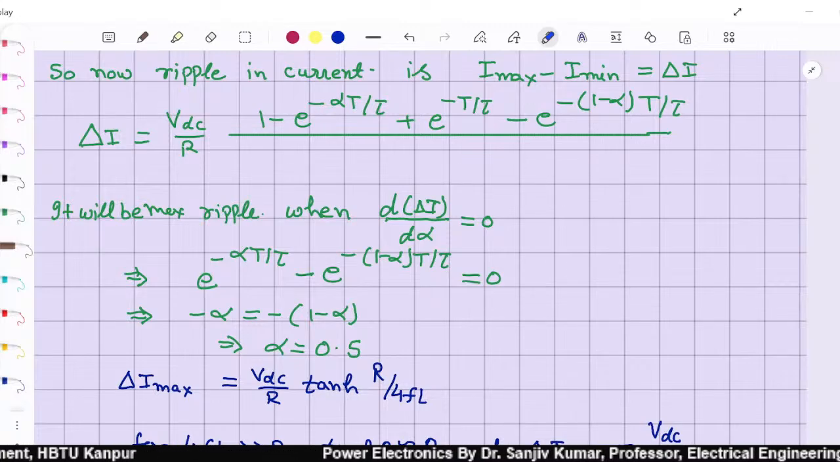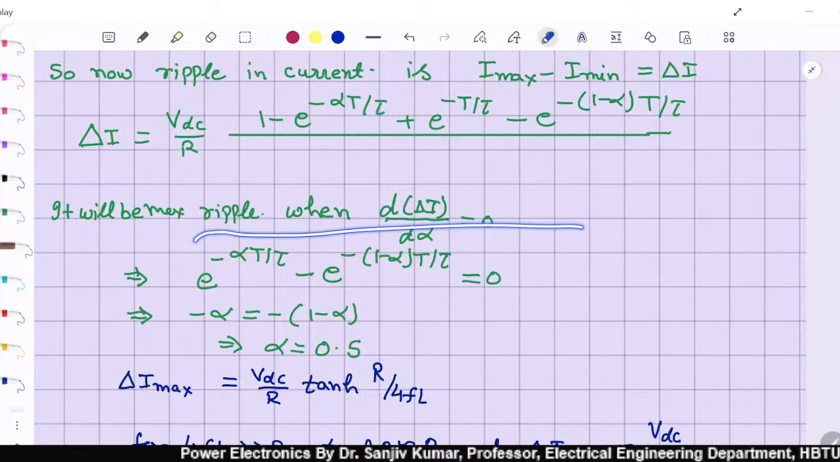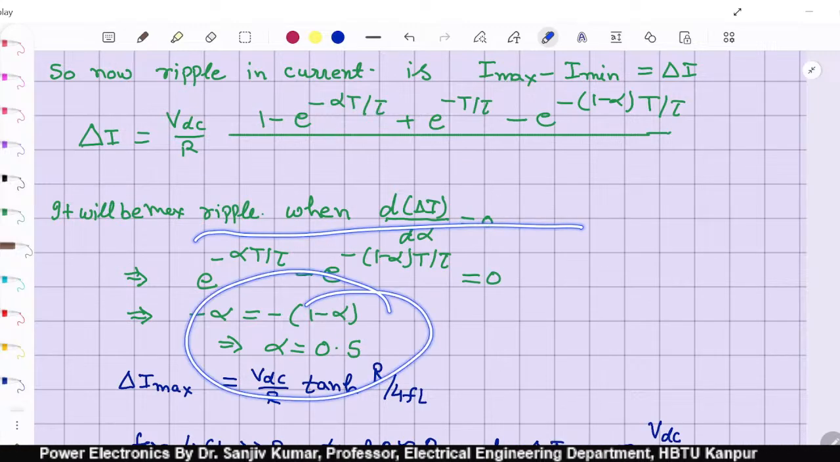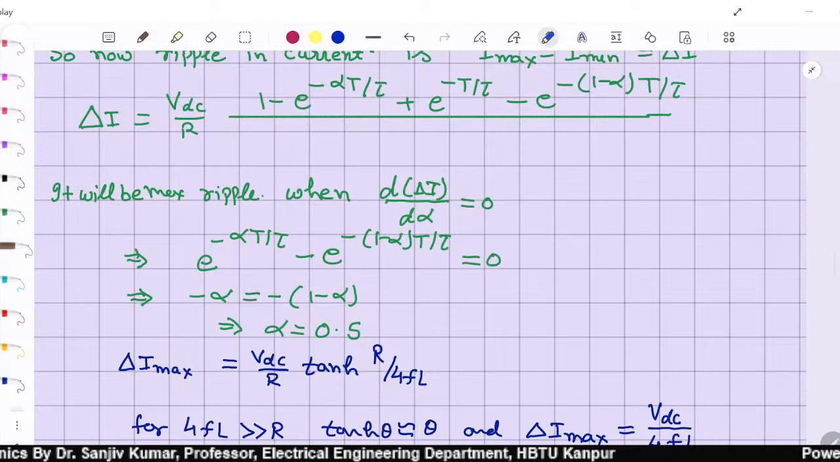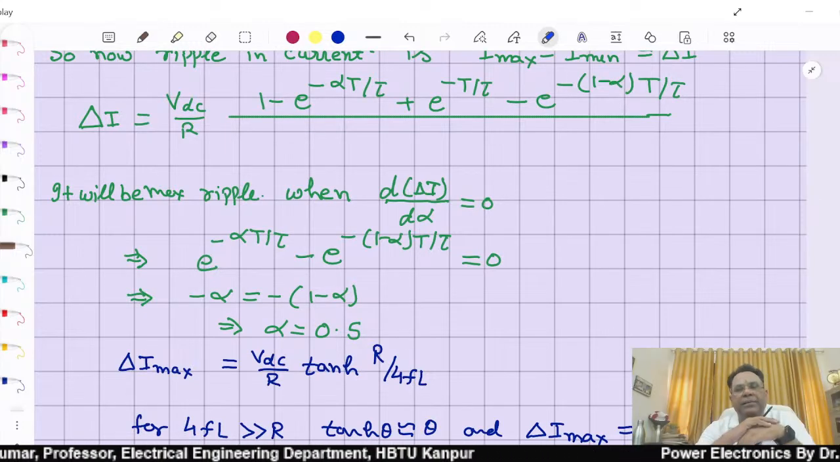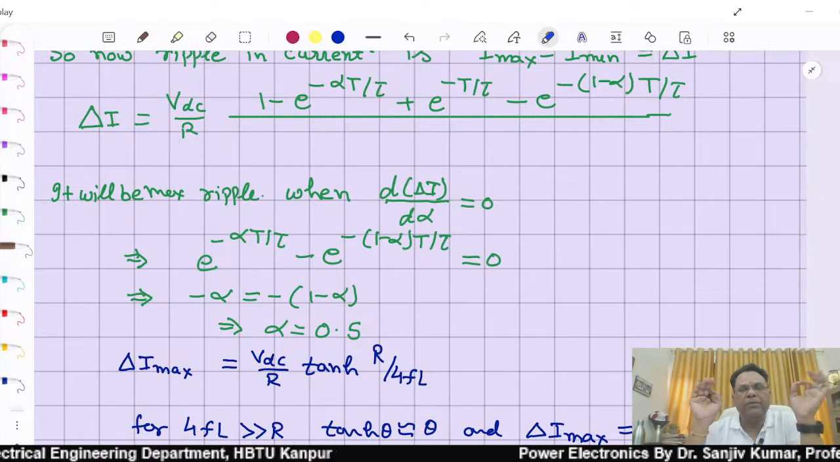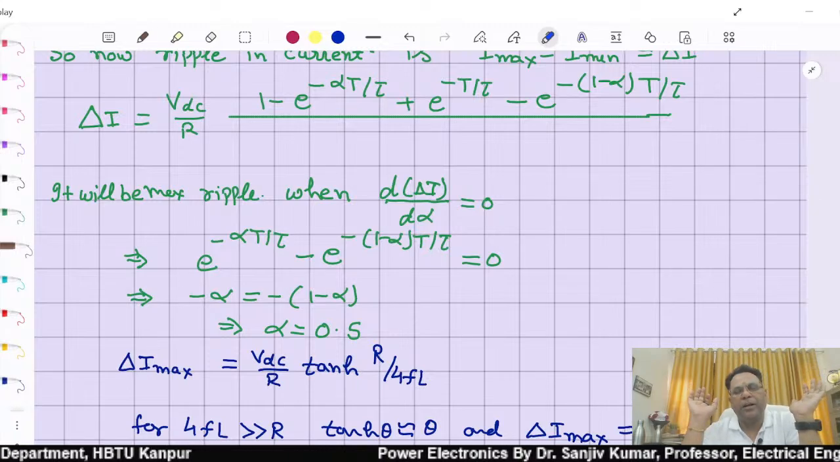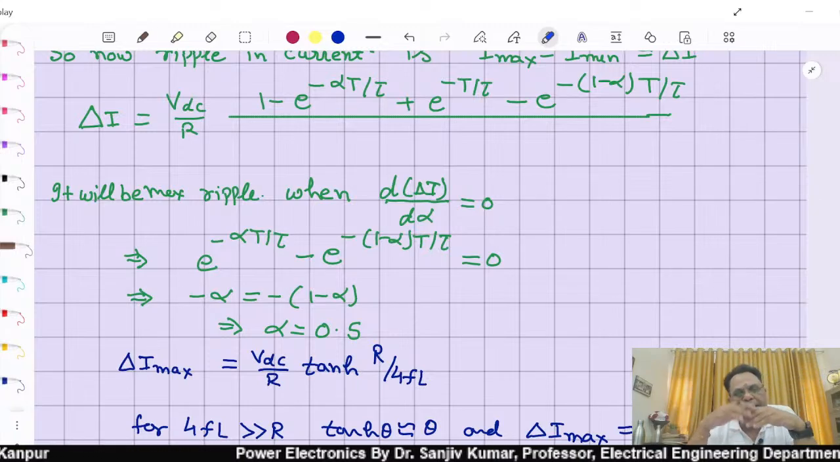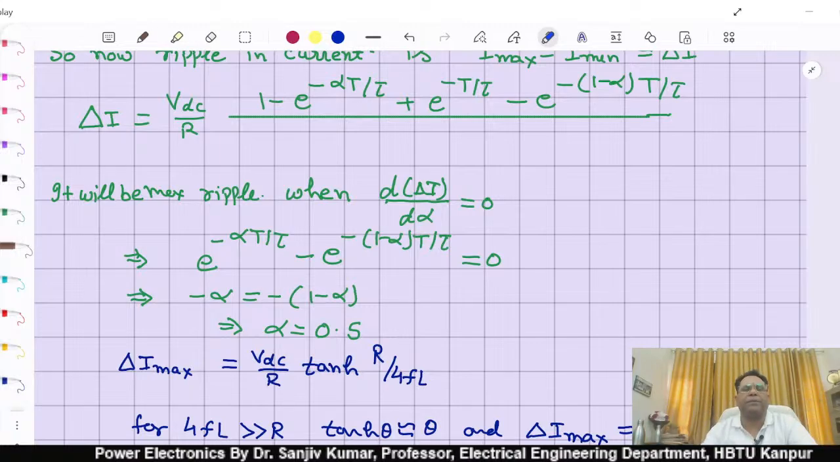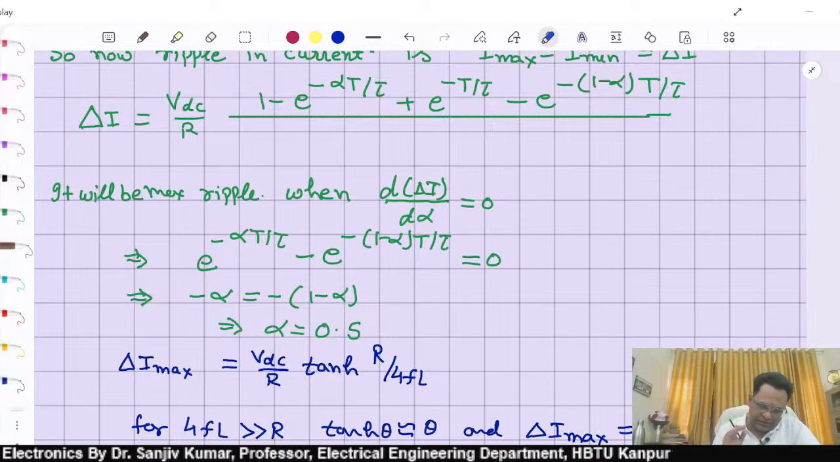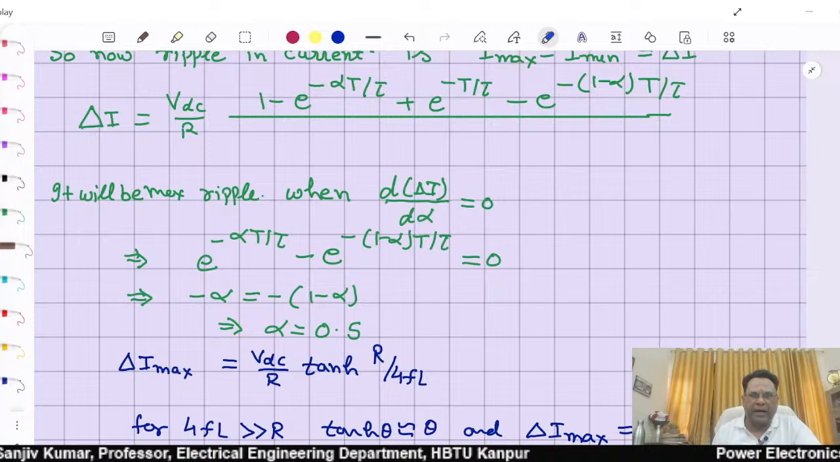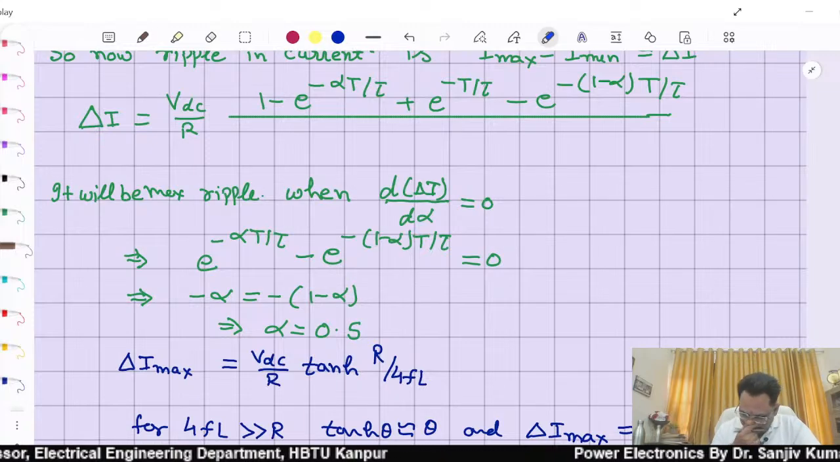We will get alpha come out to be 0.5. If the duty cycle is 50%, then the ripple would be maximum. And if the duty cycle is less than or greater than 50%, then the ripple is not maximum. They are less than the maximum value.